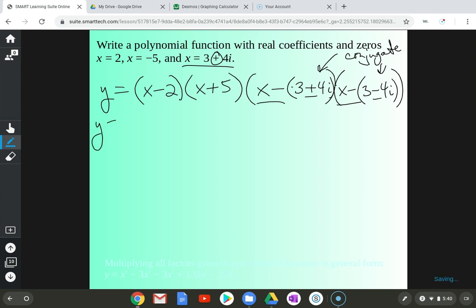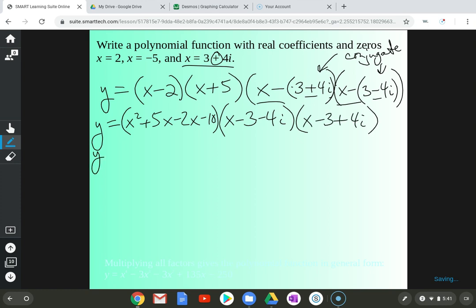When I multiply these kinds of polynomials out, if you have to expand it, which you will have to do, I like to go ahead and multiply the two real factors first. So we have x squared plus 5x minus 2x minus 10. And then I like to do the complex separately. So I'm going to rewrite these. I'm going to distribute the negative: x minus 3 minus 4i times x minus 3 plus 4i. And you multiply them out just like you would distribute any other polynomial. This one I'm going to go ahead and combine. So we have x squared plus 3x minus 10.